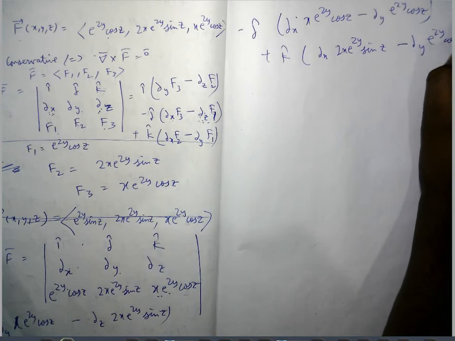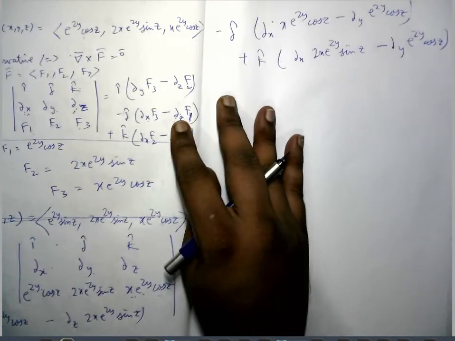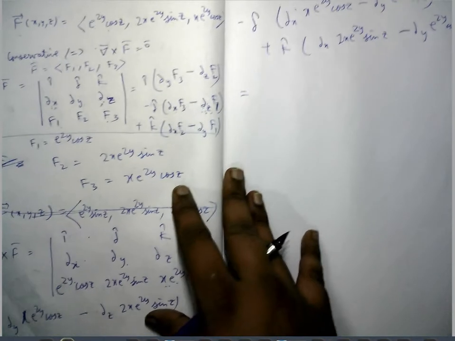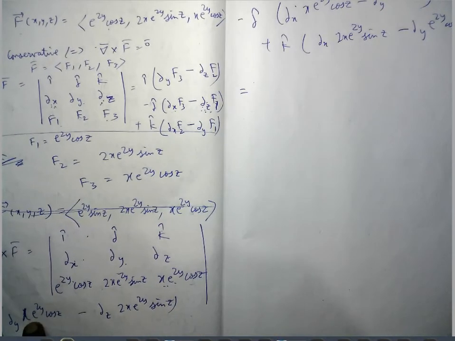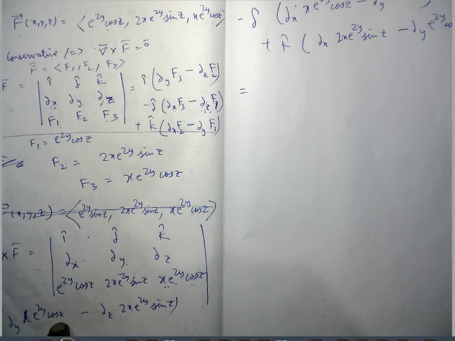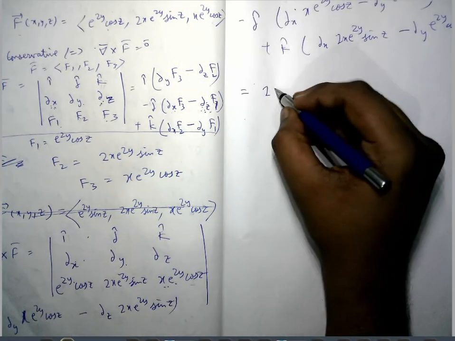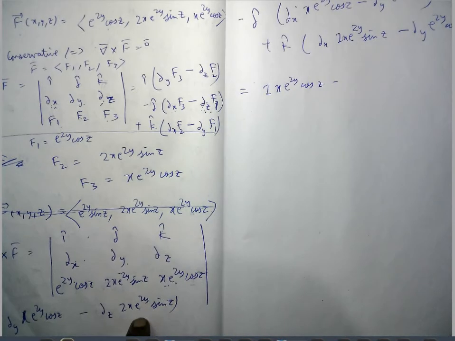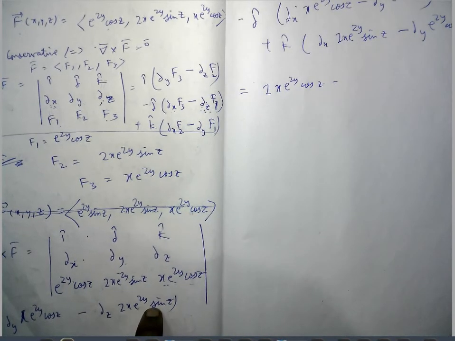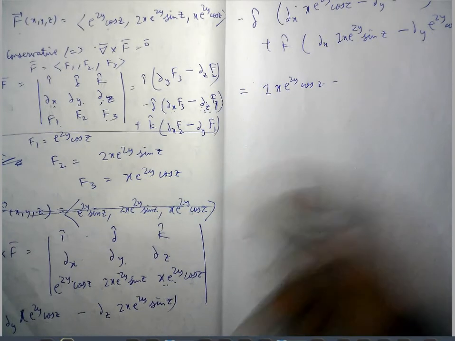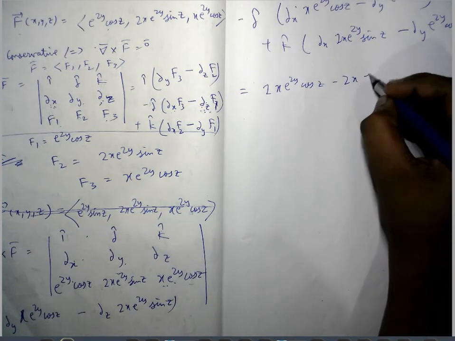And now you can calculate these terms. So this is equal to, you want to differentiate this with respect to y, so that means x and z will remain constant. So this is equal to 2x e to the power 2y cos z minus, you treat x and y as constant, so 2x e to the power 2y remains constant. Take the derivative of sin z with respect to z, you get cos. This is 2x e to the power 2y cos z, and this is the i cap component.